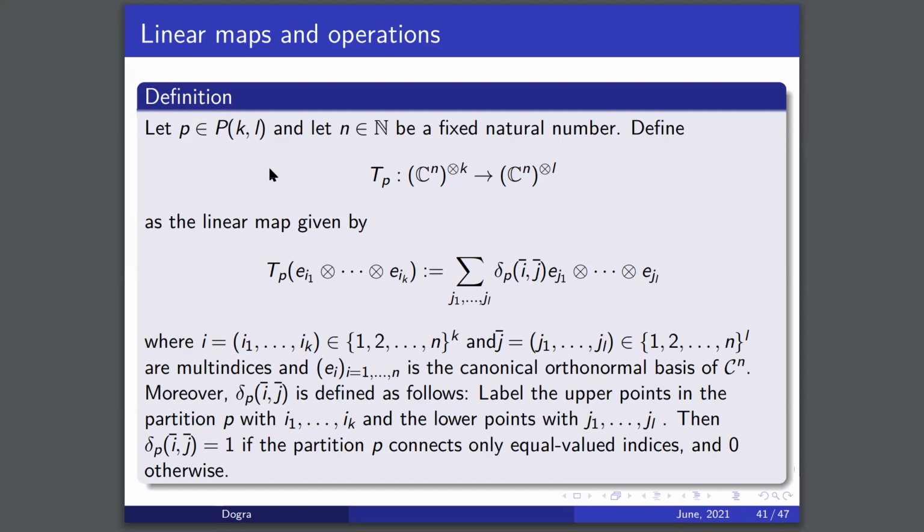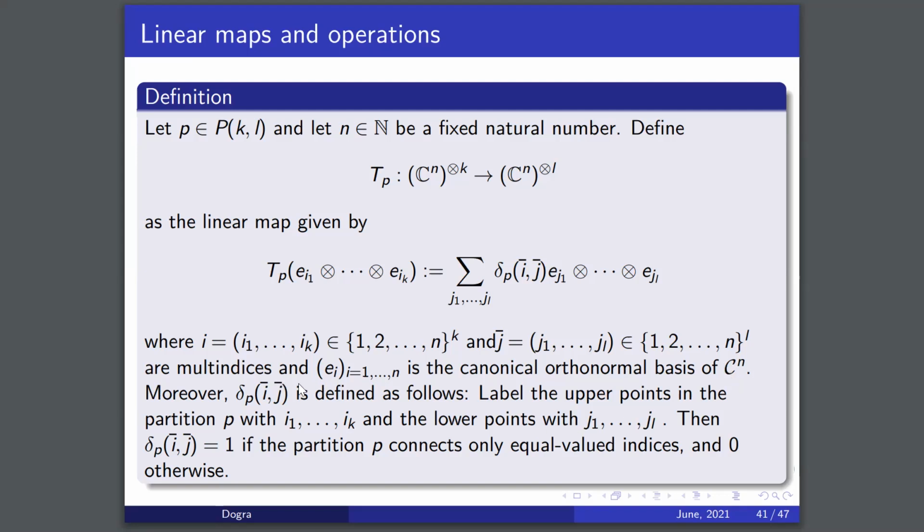So discussing some linear maps, if P is a partition and N is any fixed natural number, then the map TP is a linear map, and it is just defined as given. And the i's and j's are all indices, and the e_i's are the canonical or orthonormal basis of the space C to the n, the nth power of complex numbers. This is a typo. This is the field of complex numbers.